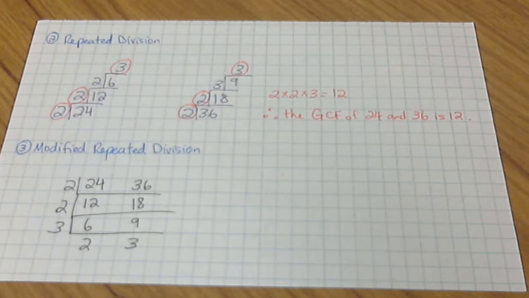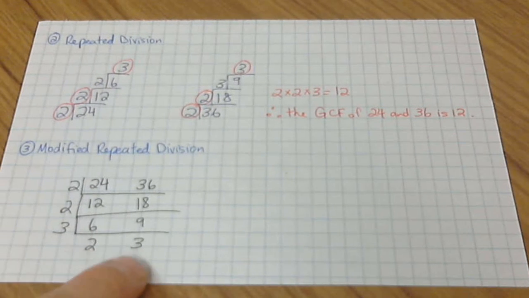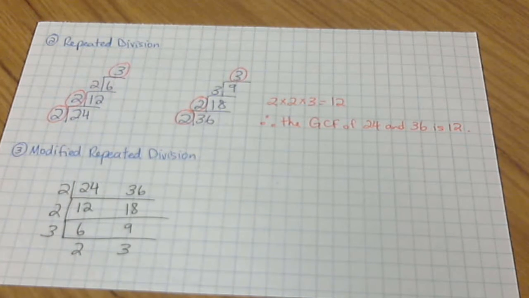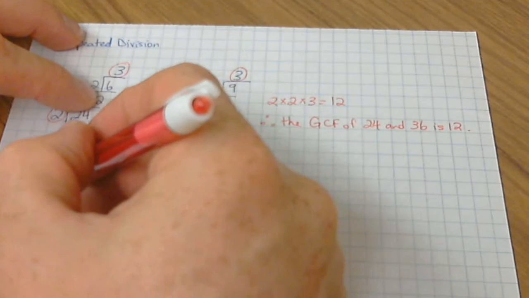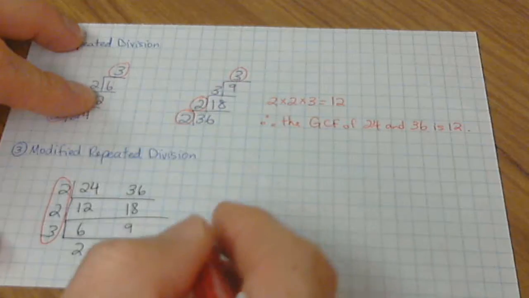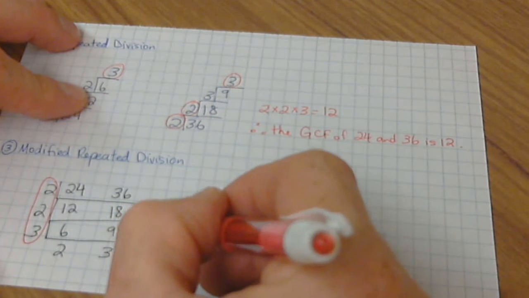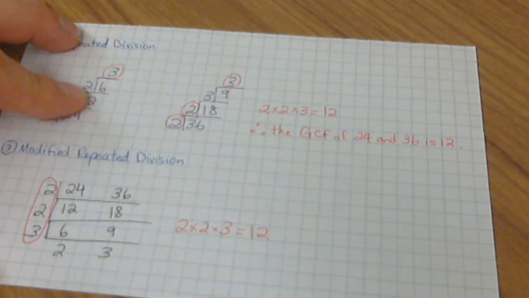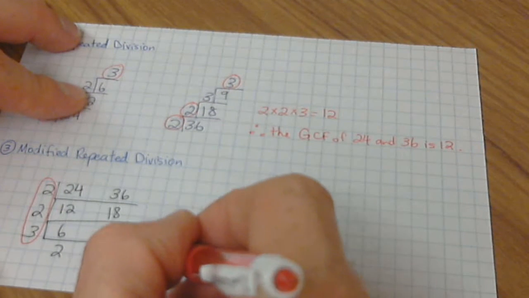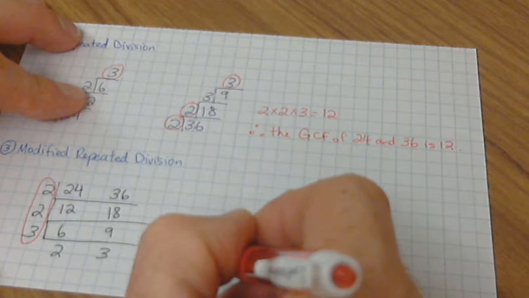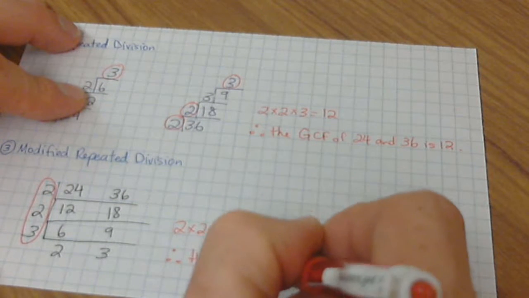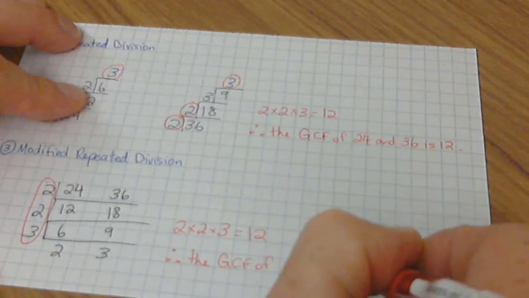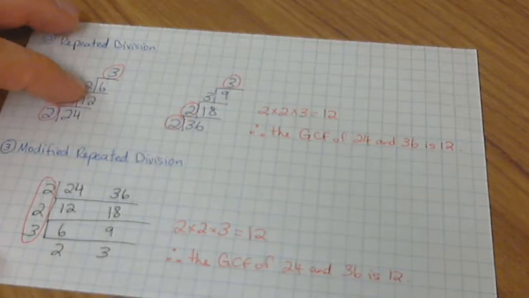Now, I look down here, and I know that there are no common factors between 2 and 3 because they're both prime numbers. So what I do is I look along the side column. I have a 2, a 2, and a 3. And like up here, I multiply them together. 2 times 2 times 3 is 12. Therefore, the GCF of 24 and 36 is 12.